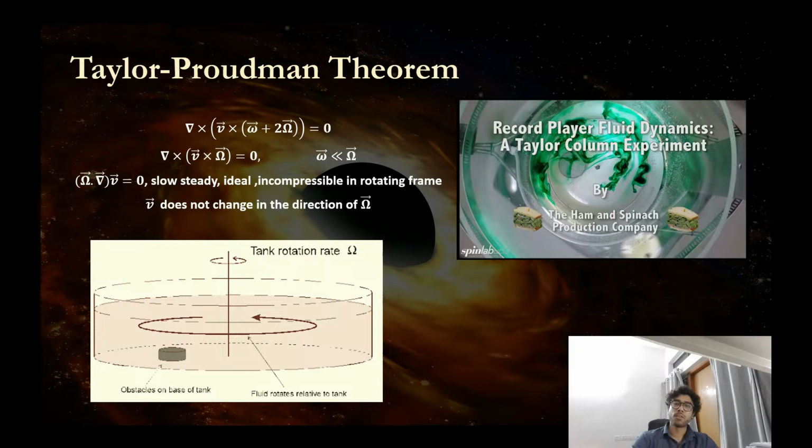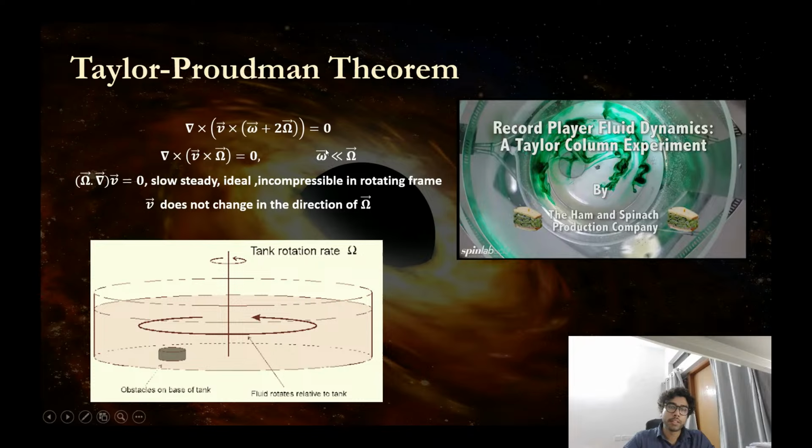Okay, now the consequences of this equation is what we study as the Taylor-Proudman theorem. So we saw that ∂ω/∂t is equal to this, and now in a steady state, ∂/∂t is zero, so this will be zero.